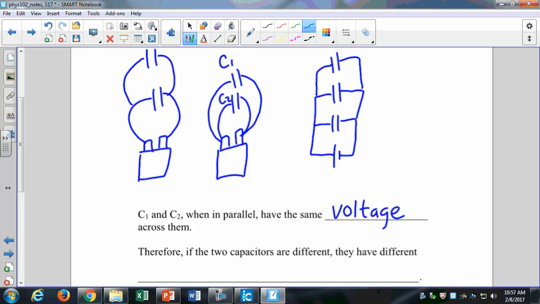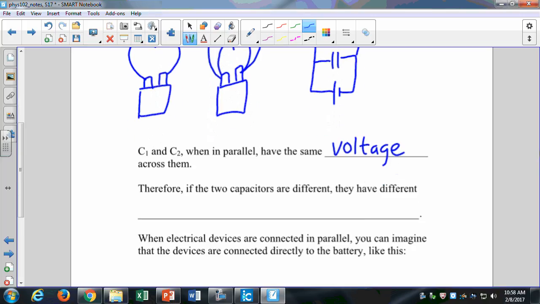And that's one of the reasons I like drawing it like this, because I imagine this battery is hooked up to C2, but it's also hooked up to C1. It's like both capacitors are hooked up directly to the battery when they're in parallel. So you can think of it as each individual capacitor being hooked up by itself to the battery. So if two capacitors are different, then they have different charges stored within them.